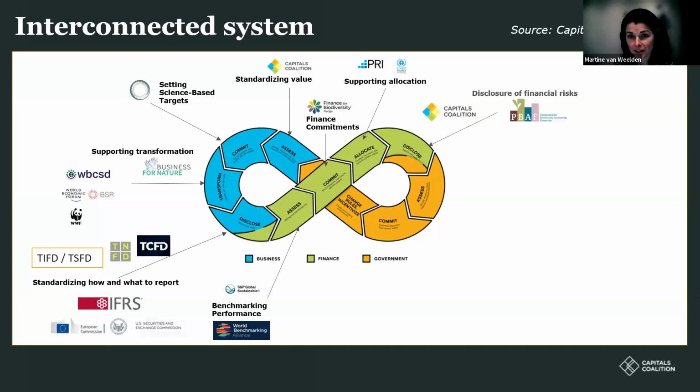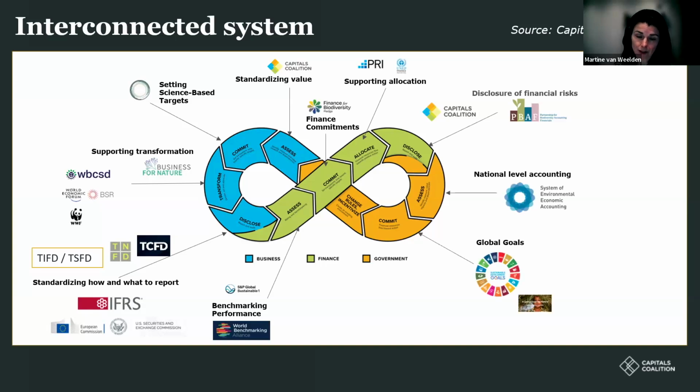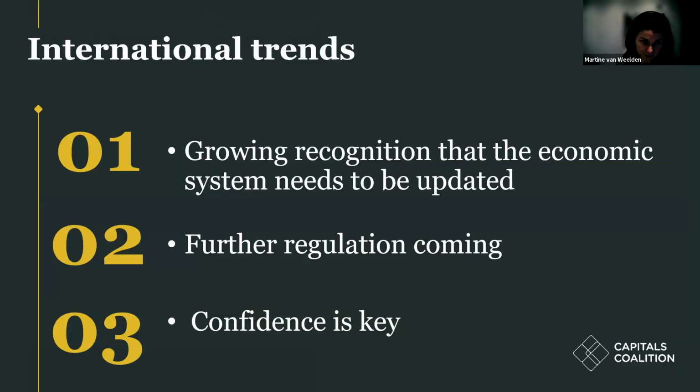There are organizations that look into the disclosure of financial risks. Then there's the System of Environmental and Economic Accounting, SEEA, to support national level accounting on natural capital. There are global goals such as the Sustainable Development Goals. And lastly, there are international agreements that change the rules and set incentives that then go back into the loop and support the assessment.